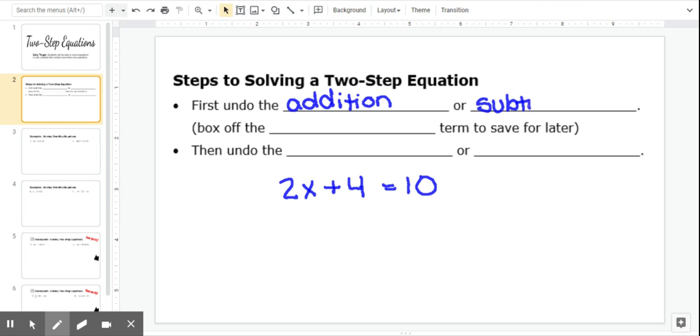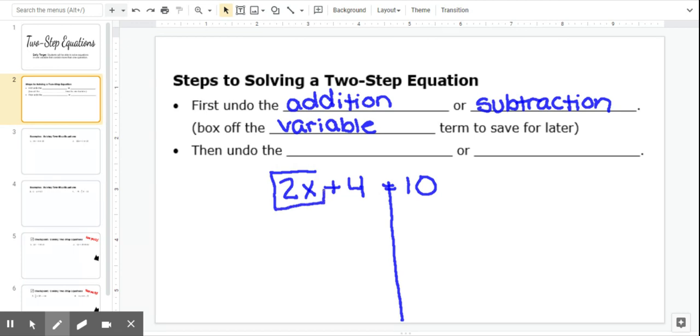And I'll show you what that looks like. So in my example problem that I have below, remember, always find your equal sign and draw your line straight down the middle. Just helps you keep your sides separate. We talked about we want to box off the variable because that's what we're solving for. So we want to save that for later. So if I look at my example equation, 2x is my variable. I'm going to box that off.